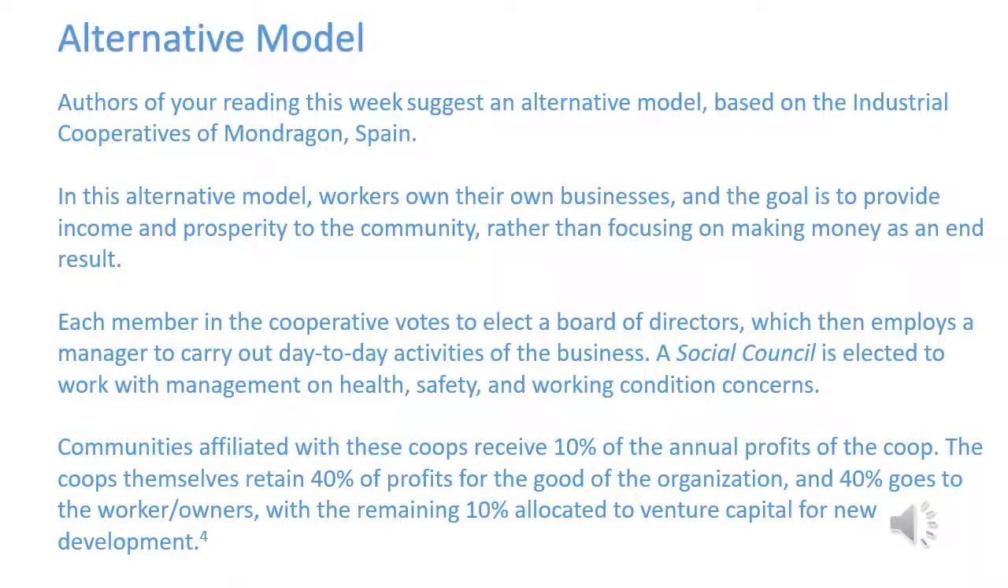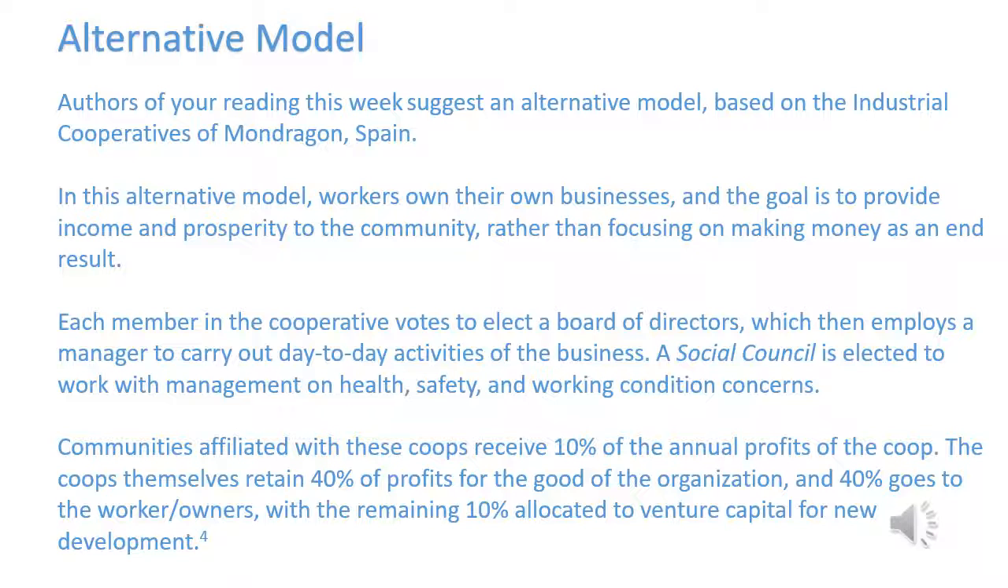Alternative model. Authors of your reading this week suggest an alternative model based on the industrial cooperatives of Mondragon, Spain. In this alternative model, workers own their own businesses, and the goal is to provide income and prosperity to the community, rather than focusing on making money as an end result. Each member in the cooperative votes to elect a board of directors, which then employs a manager to carry out day-to-day activities of the business.